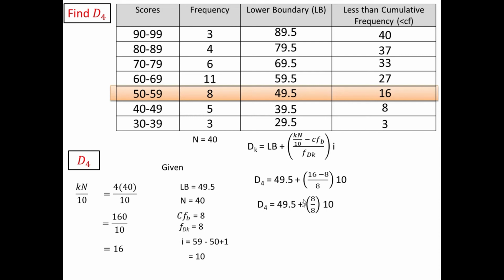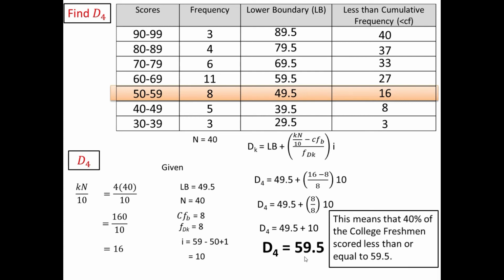Pwede na natin itong i-compute kagad. 8 divided by 8 times 10. So, 8 divided by 8 is 1. 1 times 10 is 10. So, magiging fourth decile equals 49.5 plus 10. Sinimplify lang natin itong part na to. 49.5 plus 10, that is equal to 59.5. Our fourth decile equals 59.5.